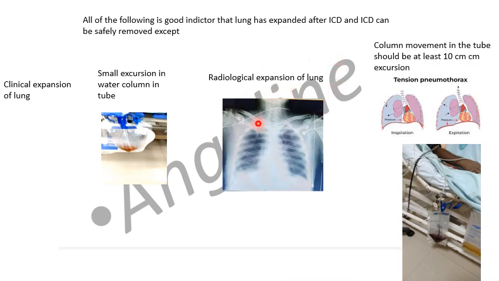Radiological expansion of the lung. Yes, you can see that the lung is nicely expanded. ICD is still there. You can see the ICD there. But the lung is nicely expanded. No mediastinal shift. Now the column movement in the tube should be at least 10 centimeter excursion. Let's have a look at the videos and probably come back to these slides.